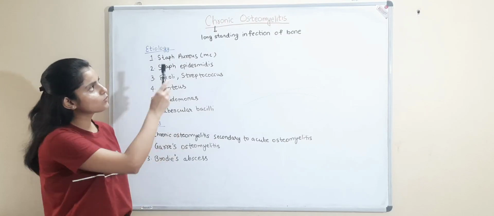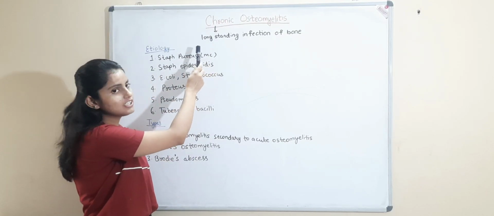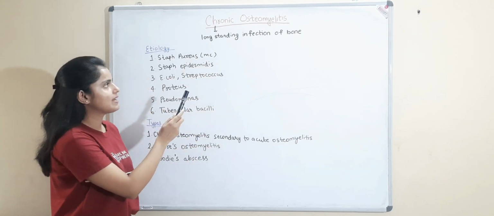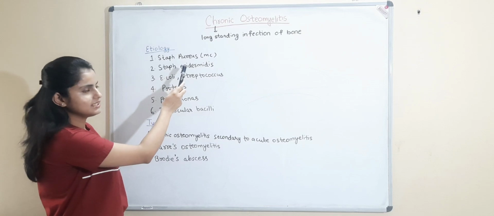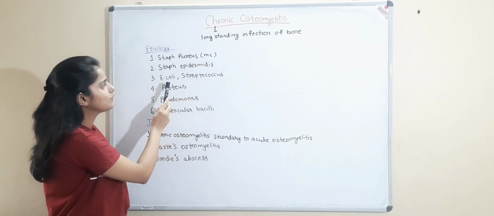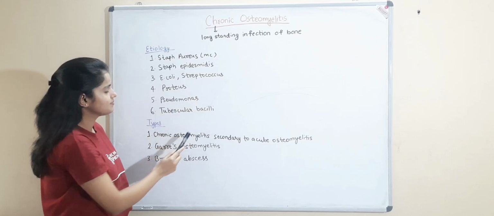I shall be talking about chronic osteomyelitis. As the name says, chronic. This means that this is the long-standing infection of the bone, and the organisms causing chronic osteomyelitis are Staphylococcus aureus. This is the most common organism. Staphylococcus epidermidis, E. coli, Streptococcus, Proteus, Pseudomonas, and tubercular bacilli.